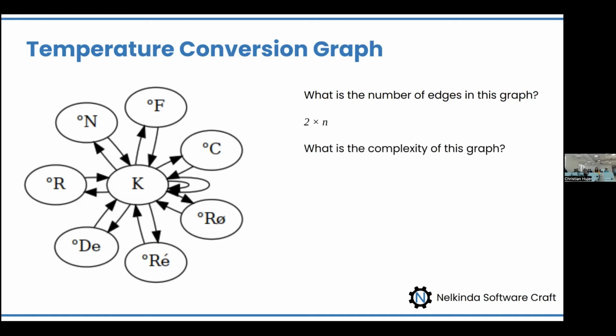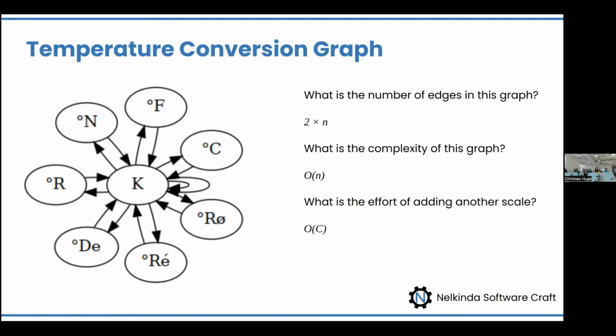What's the complexity class of that graph? O of n. That's O of n. So we got rid of the n square. So the overall complexity is n. It's much more sustainable. That scales much better, right? And what is the effort of adding another scale? That's now a constant effort.